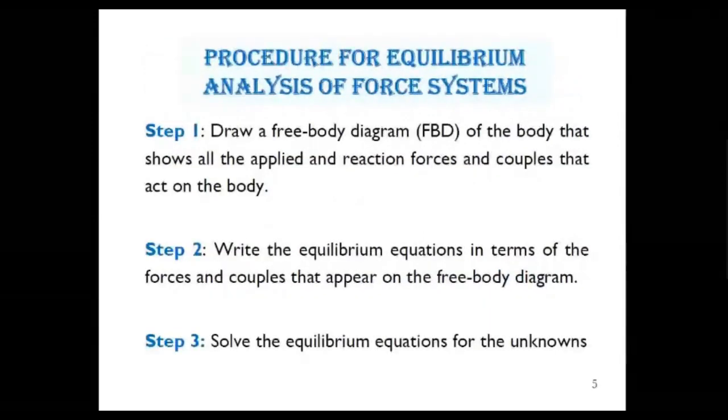So how do we solve the problem of equilibrium? First of all, draw the free body diagram, in which you isolate the body from its surroundings and show all the applied forces, reaction forces and couple moments acting on the body. Then write down the equilibrium equations in terms of forces, summation Fx, summation Fy, or in terms of couples, summation of M, that appear on the free body diagram, and then solve those equations to find the unknown quantities. So this is a three-step procedure. First, draw the free body diagram, then apply the equilibrium conditions, and third, solve those equilibrium equations to find the unknown quantities.